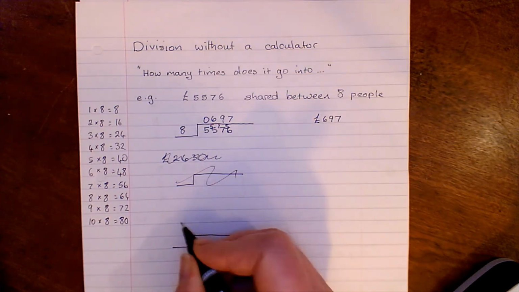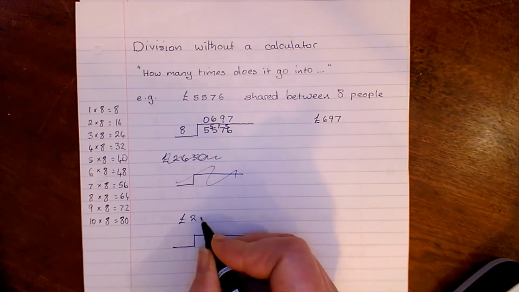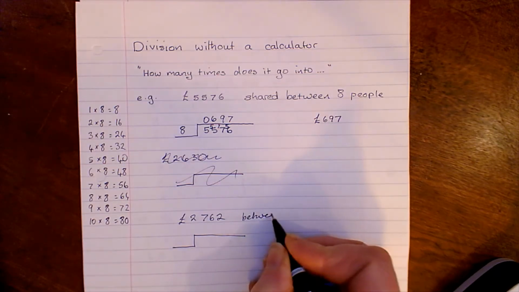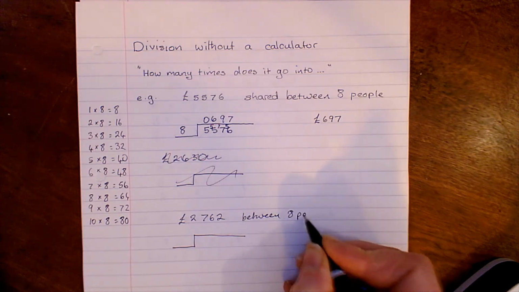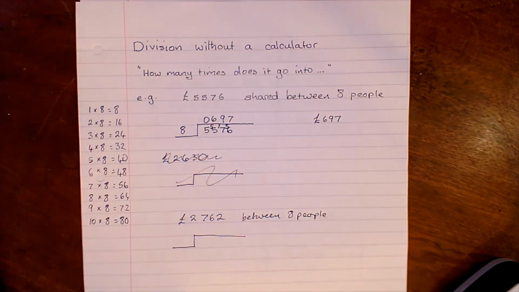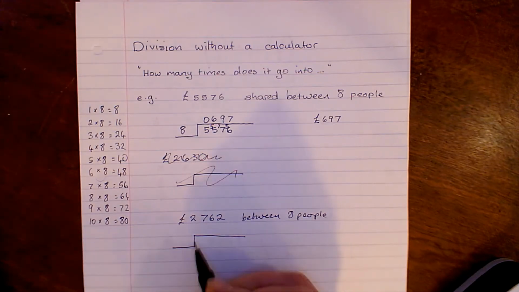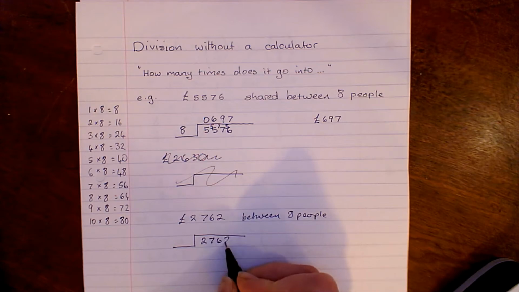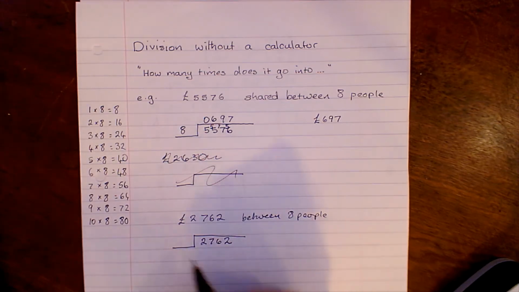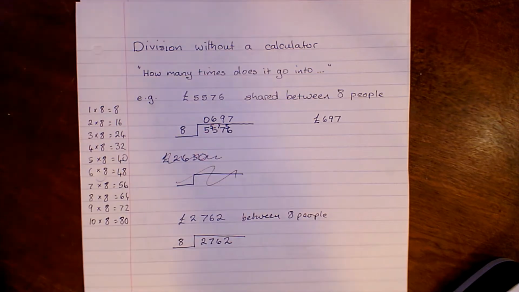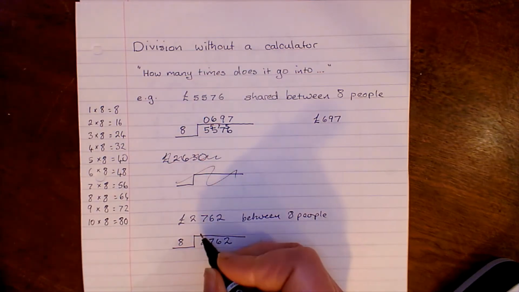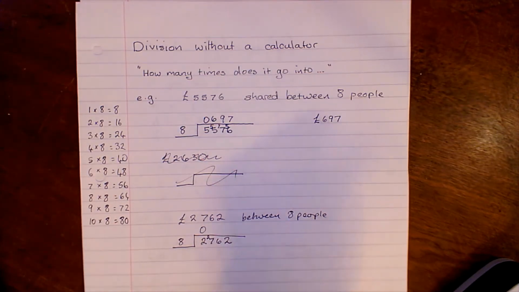I was going to do £2,762 between 8 people, which is convenient because I've got the 8 times table there. So, underneath the step we put the thing we're sharing. On top of the step we put what we're sharing it between. How many times does it go into? So, how many times does 8 go into 2? Not very many. Carry the 2.